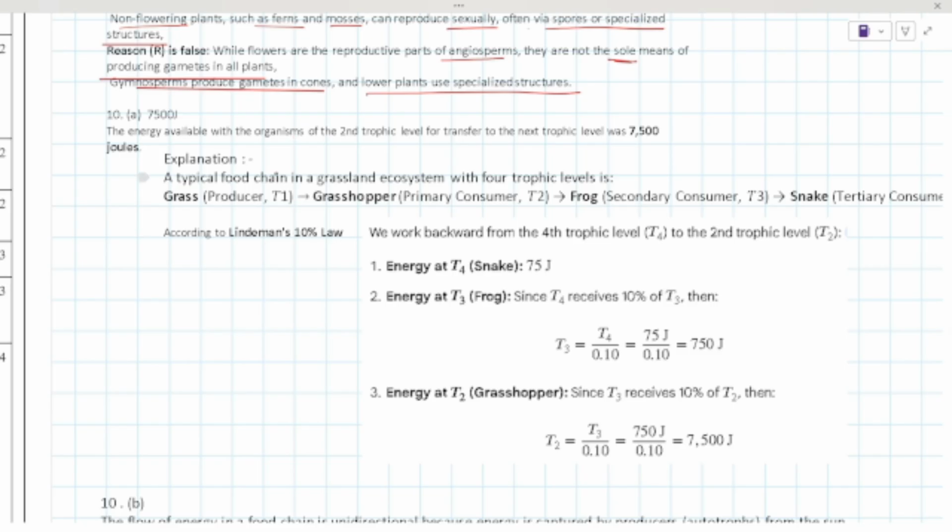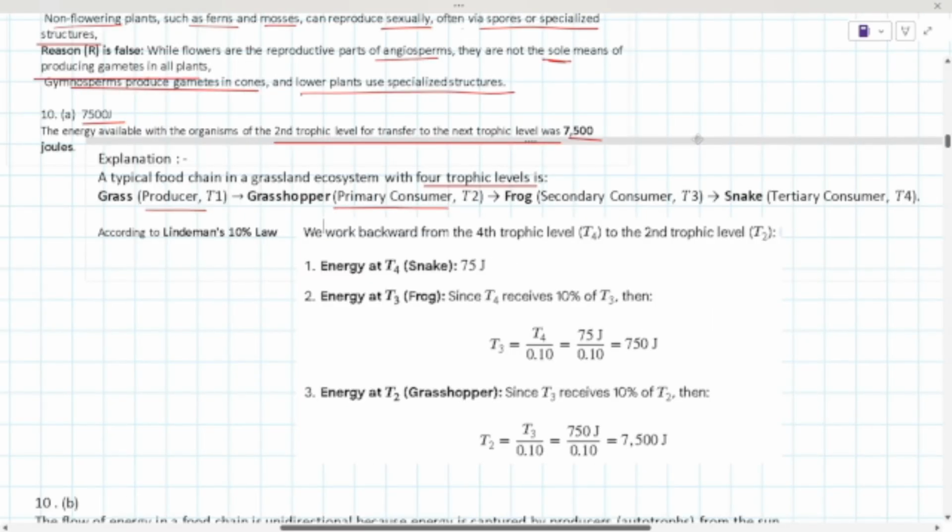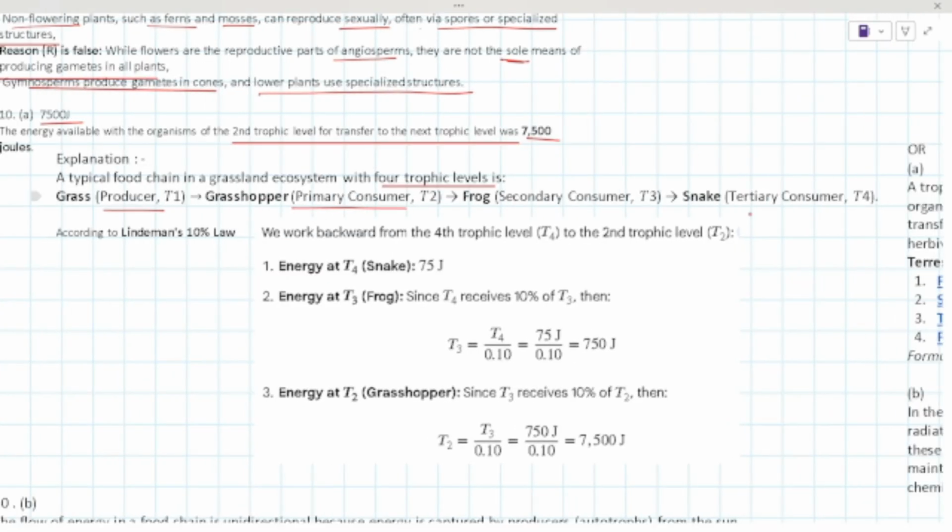So let's see here. The energy available with the organism of the second trophic level for transfer to the next trophic level was 7500 joule. Now let's see the explanation. You can also write this in the exam. A typical food chain in a grassland ecosystem with four trophic levels is: the producer, then the primary consumer, you can also write the example, grasshopper, the secondary consumer will be frog, and then snake, that will be the tertiary consumer.